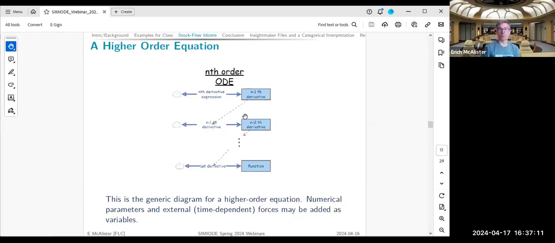Another one is higher order equations. Obviously each one of these might have a more fine breakdown into inflows and outflows, but this is what a higher order equation looks like. This is representing that higher order equation as a system of first order equations. Again, if you say, hey, I want an external force somewhere, you can add those external forces. A forcing function is something that you can make into a variable and link it to the equation.